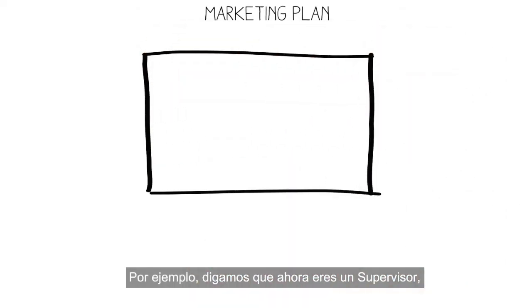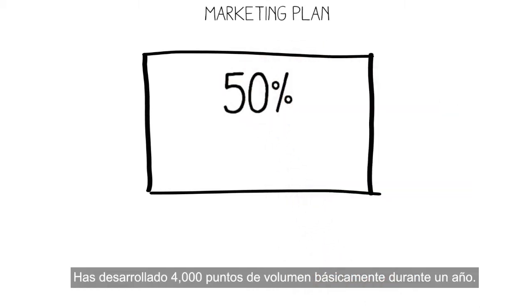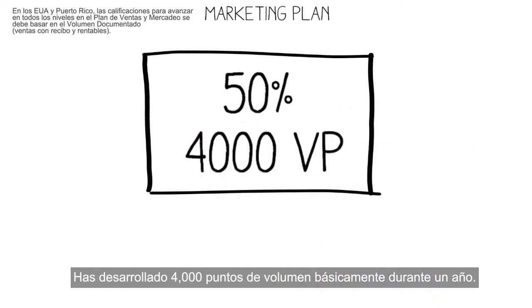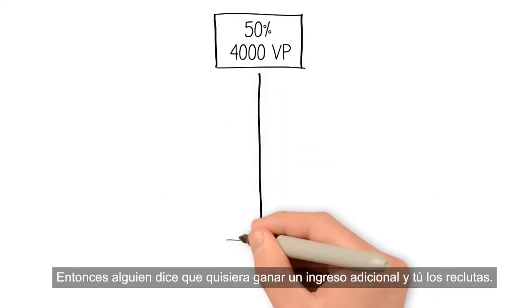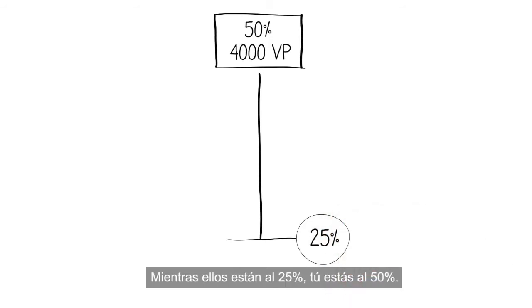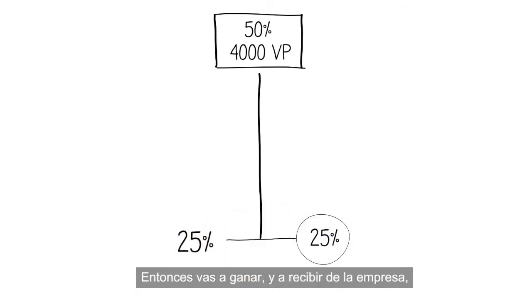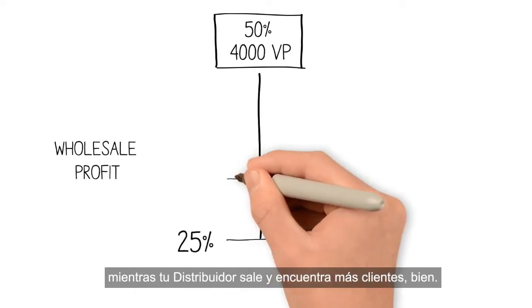For example, let's say you're now a supervisor like we showed in the first part, where you're at 50% profit. You have developed 4,000 volume points basically over a year. And now somebody says they'd like to earn some extra income, and you recruit them. Well, they're at 25%, you're at 50%. So you are going to get from the company approximately 25% wholesale profit as your distributor goes out and finds some clients, okay?